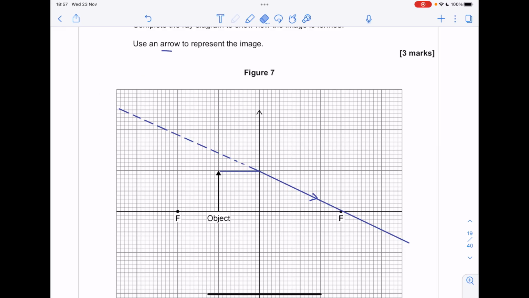And then the next ray needs to pass from the top of the object straight through the middle of that lens. And again, trace it back. And where they overlap, that is where your image will be formed. Remember, your image here is virtual, it's upright, and it's enlarged.